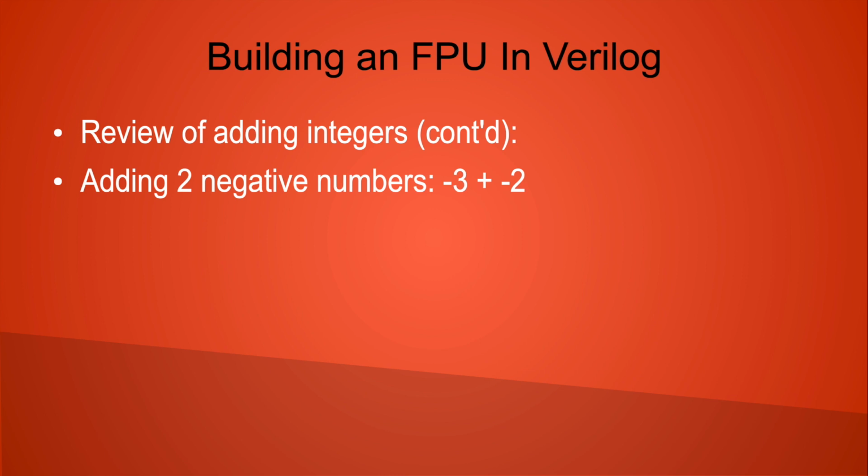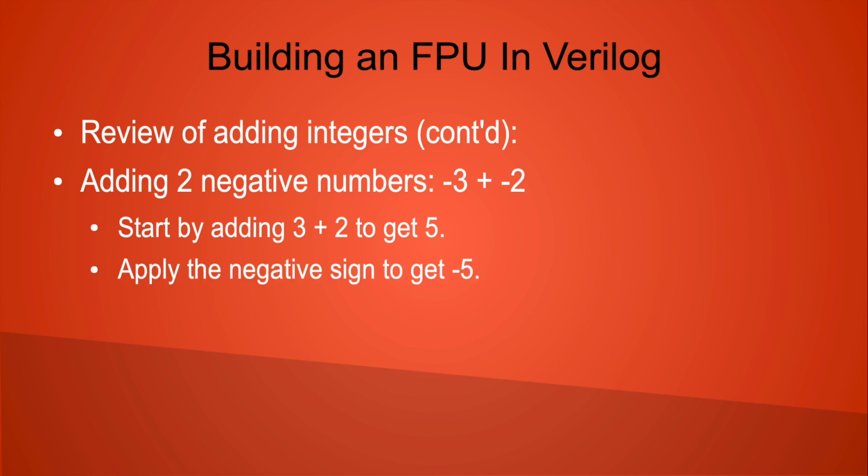What about adding two negative numbers? This is similar. If both numbers are negative, we first do the addition acting like the numbers are positive. Then we apply a negative sign. So to add negative 3 plus negative 2, we start by adding 3 plus 2, which is 5. Then we add the negative sign, so our final result is negative 5.